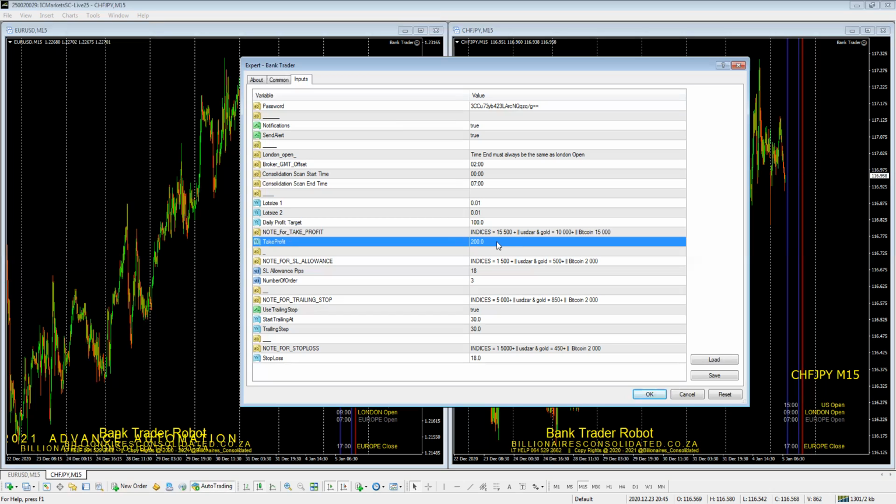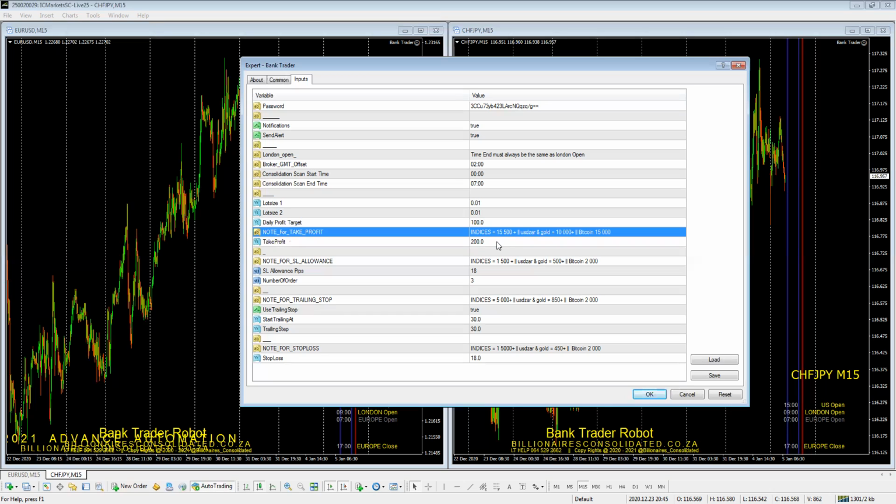Same with gold and ZAR, you can make it 10,000 or less. This is up to you. So these are just minimum recommendations that have worked for me. So if you prefer to use lower take profits, you can. If you want to use higher take profits, you can. So this depends on your appetite or what you aim to take out from the market.